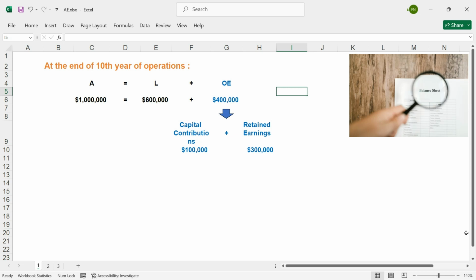Let's also assume that at the end of the 10th year, we have $600,000 of liabilities. Now again, these liabilities are the running balance of liabilities that are outstanding at this point in time. At the beginning of the business, we had 0 liabilities, and then we probably borrowed some assets, incurring a liability, and then we probably paid off some liabilities, borrowed some more, paid off those obligations, borrowed some more.